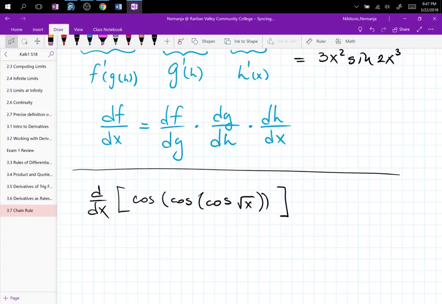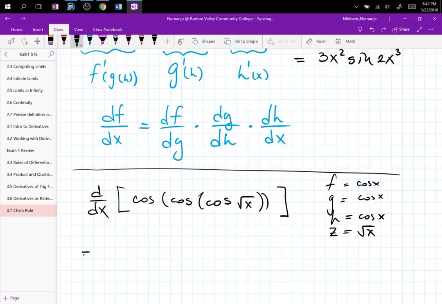How many functions? 4 functions. We have f cosine x, g cosine x, h cosine x, and what's the designation for this one? What did you pick? Z, root x. All right, let's go.